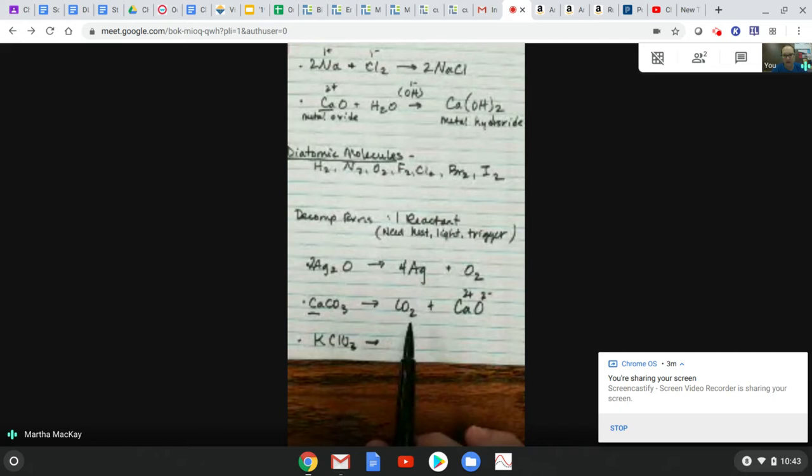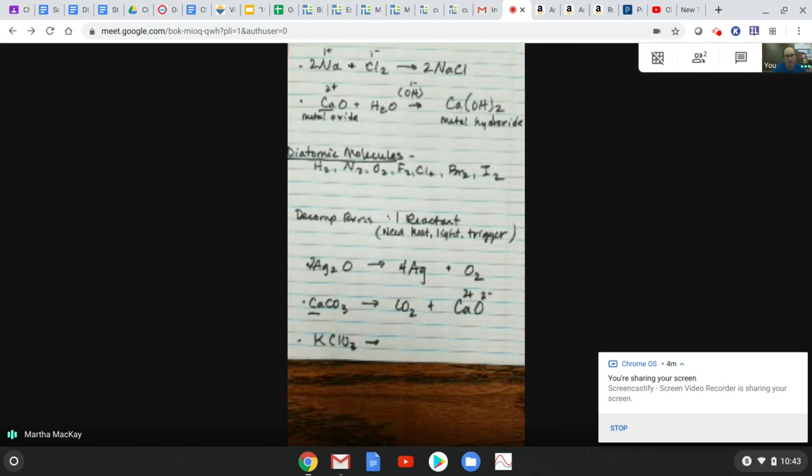How we know it's carbon dioxide gas: if I took a burning splint, which you guys would have done if you did the labs for this, and you put it inside the test tube where carbon dioxide gas is, it'll extinguish the flame. Carbon dioxide will not support combustion.